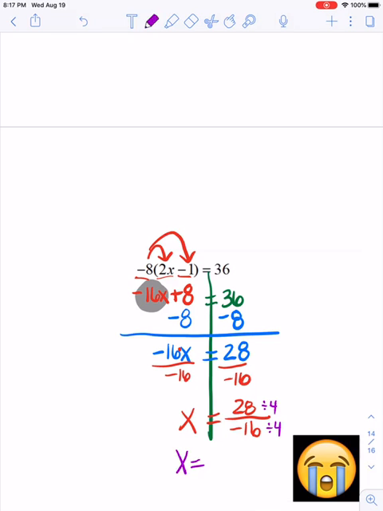28 divided by 4 is 7. Negative 16 divided by 4 is a negative 4. So there's my answer. Whenever we can simplify fractions, we should go ahead and do so.